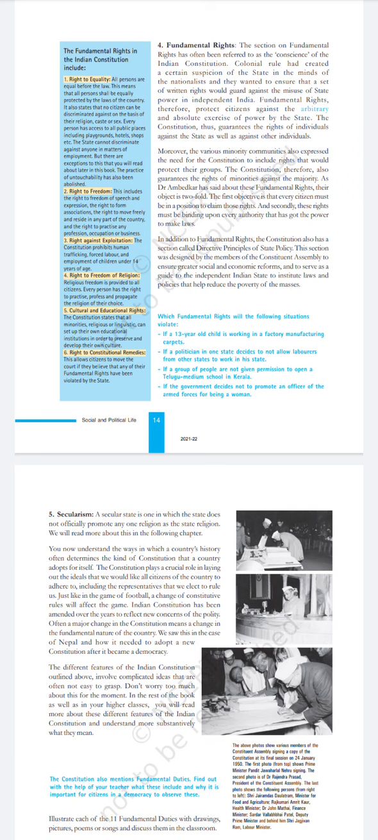All persons are equal before the law. This means that all persons shall be equally protected by the laws of the country. It also states that no citizen can be discriminated against on the basis of their religion, caste, or sex. Every person has access to all public places, including playgrounds, hotels, shops, etc. The state cannot discriminate against anyone in matters of employment, but there are exceptions to this that you will read about later in this book. The practice of untouchability has also been abolished.